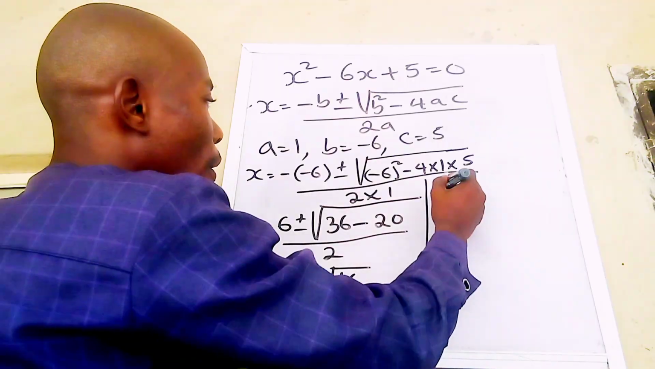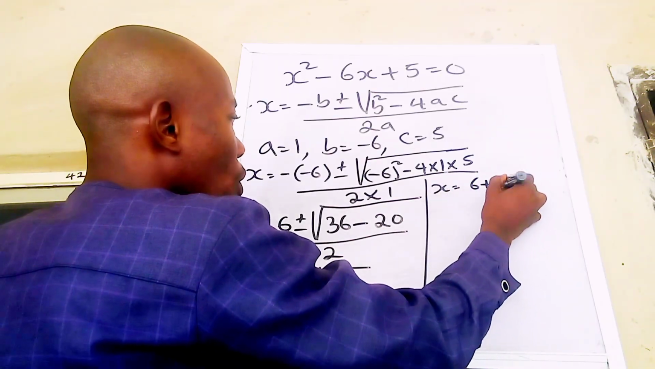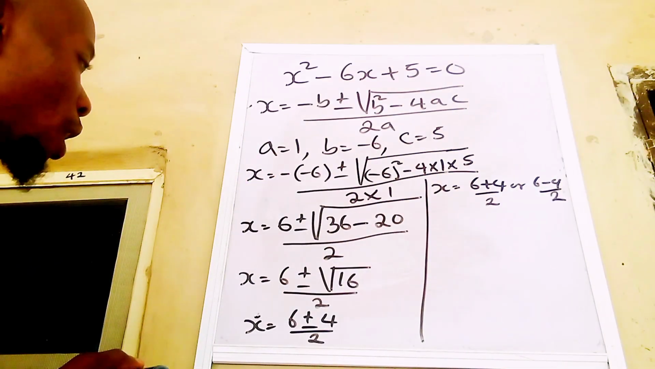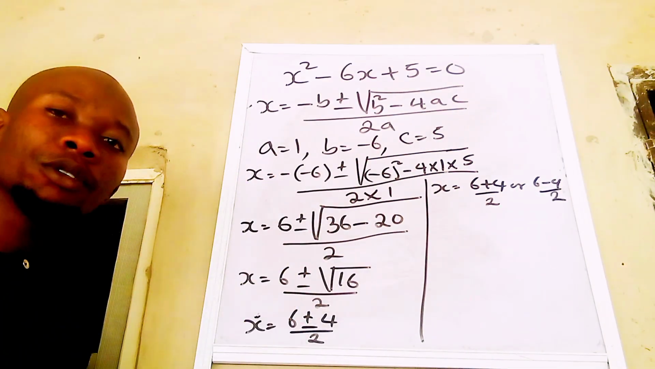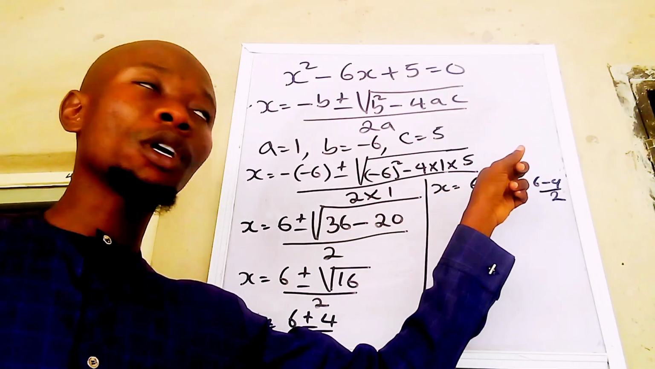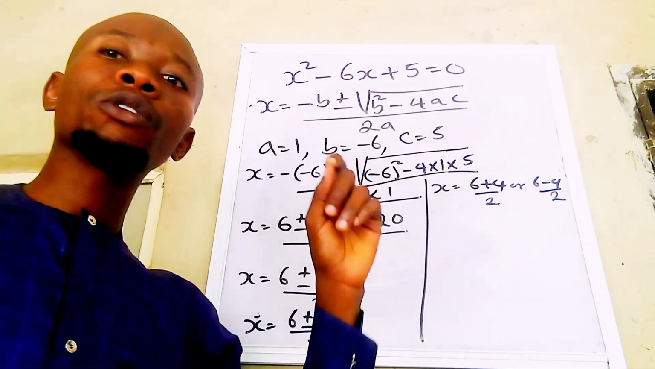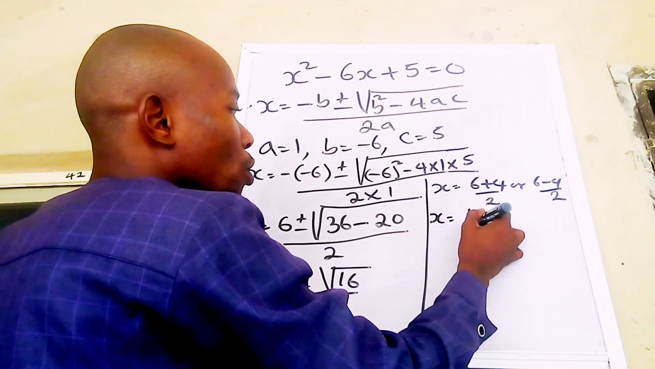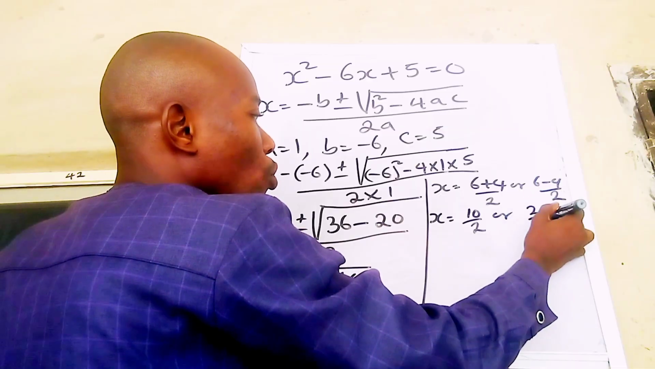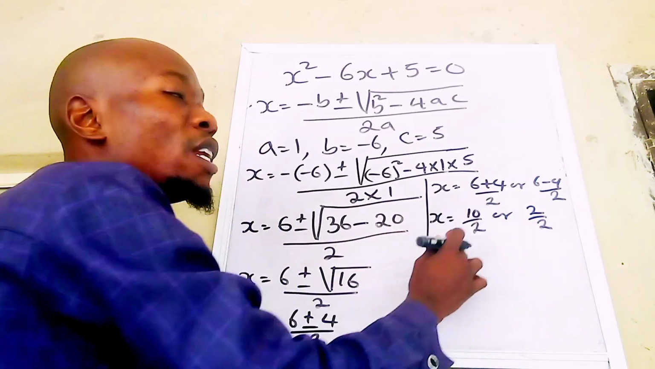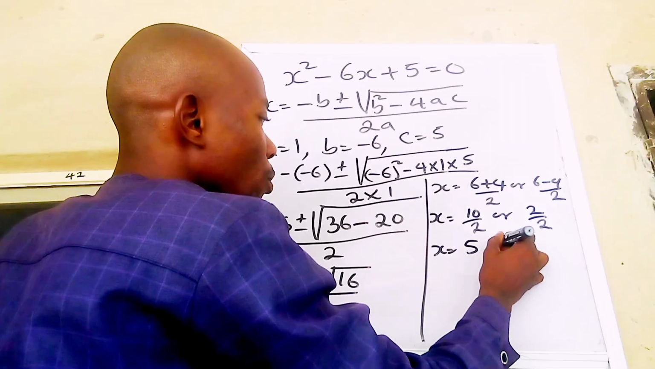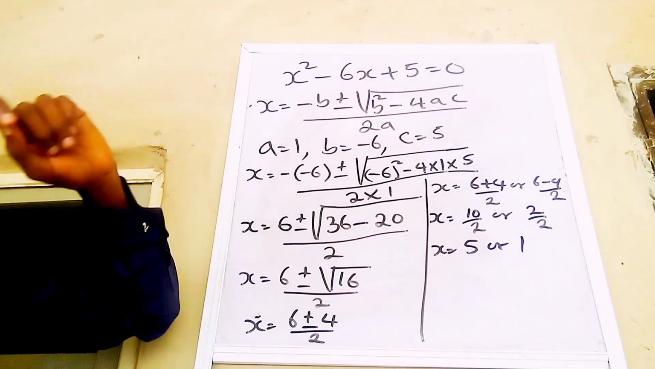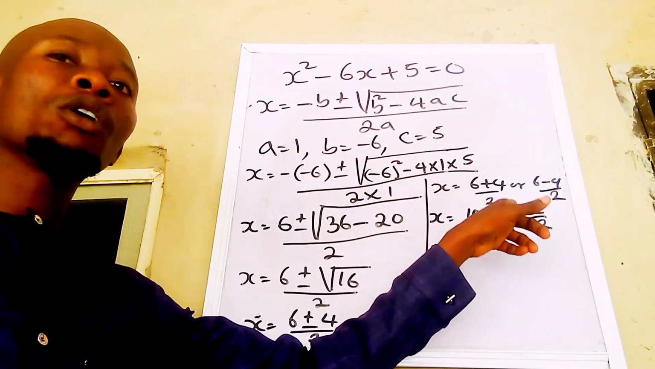So that means our x is equal to 6 plus 4 over 2 or 6 minus 4 over 2. Yes, because we have plus or minus. The positive one is 6 plus 4, and the negative one is 6 minus 4, everything over 2. So here x is equal to 6 plus 4, which is 10 over 2, or 6 minus 4, which is 2 over 2. So x is equal to 10 divided by 2, which gives us 5, or 2 divided by 2, which is 1. So that means the values of x here are 5 or 1.